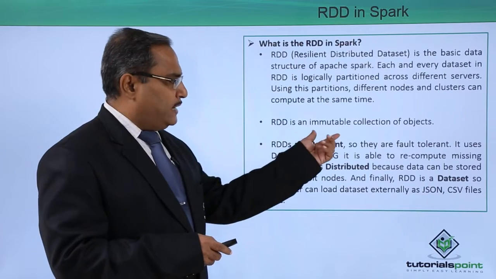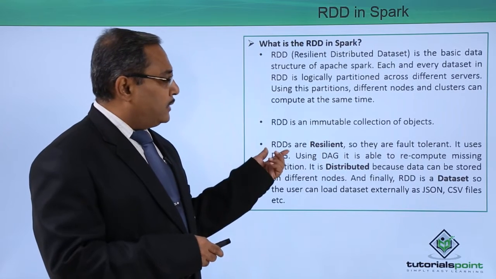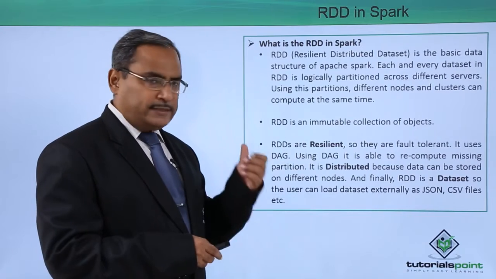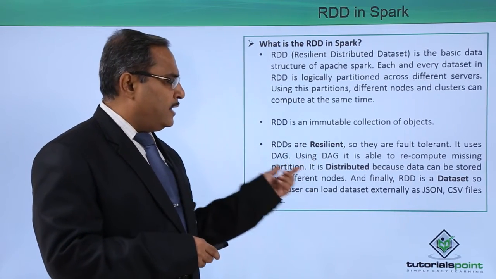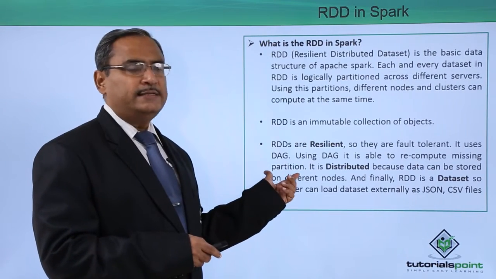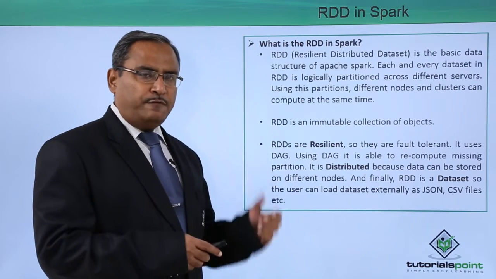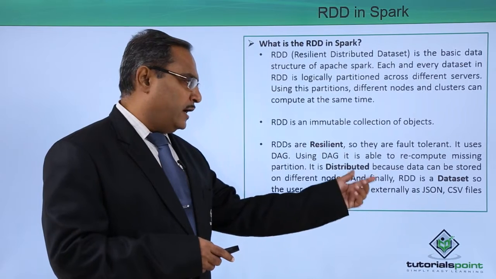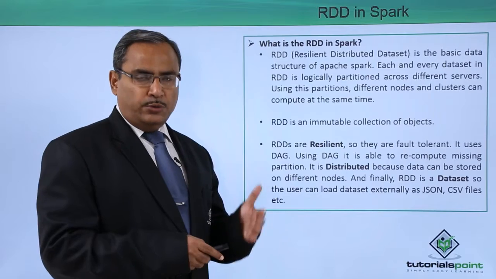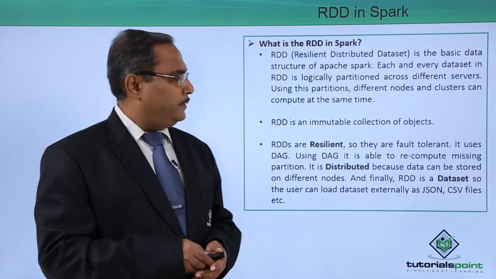So RDD is an immutable collection of objects. RDDs are resilient, so they are fault tolerant. As a result, it uses the DAG, and using the DAG it is able to recompute missing partitions if there are any. And it is distributed because data can be stored on multiple different nodes or servers. And finally, RDD is a dataset, so the user can load the dataset externally using CSV files or JSON files according to the requirement and availability.